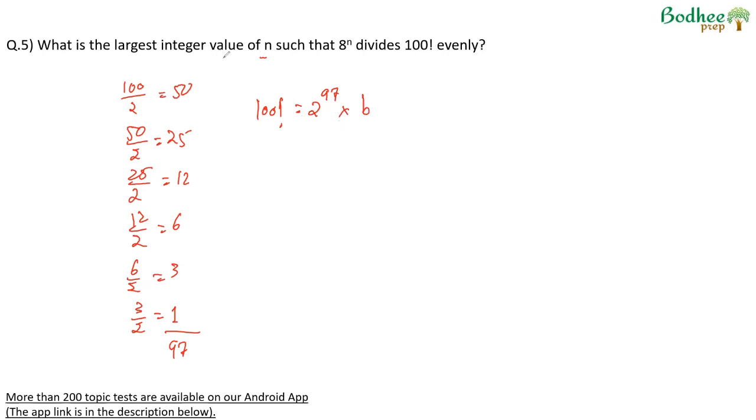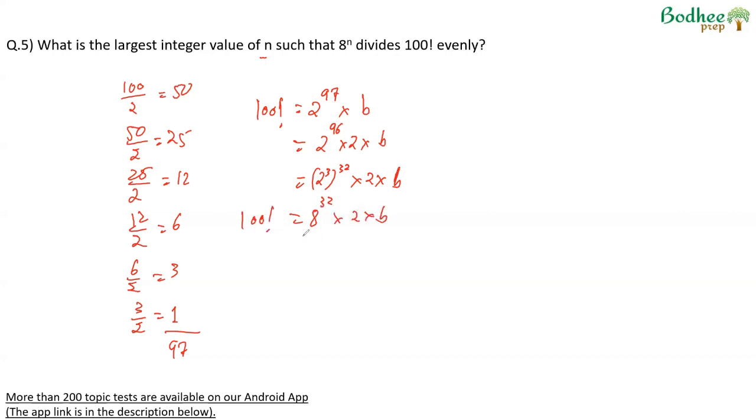Now, what is the largest integer value of n such that 8 raised to power n divides 100 factorial? So we need to form 8s here. 2 cube is 8. 97 is not divisible by 3. So we make it divisible by 3. We say 2 into 96 into 2 into b. Take the 3 common from here. So 2 to the power 3 into 32, into 2 into b. So this becomes 8 raised to power 32 into 2 into b is 100 factorial.